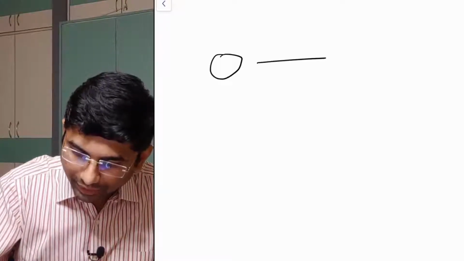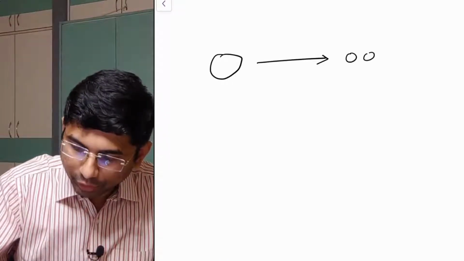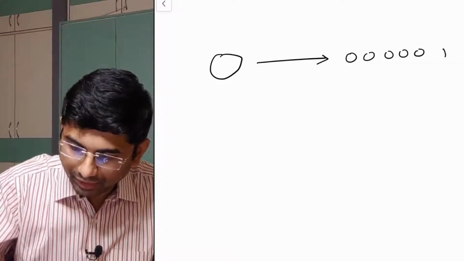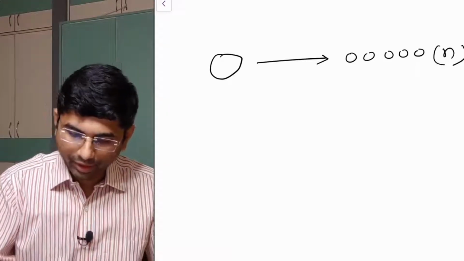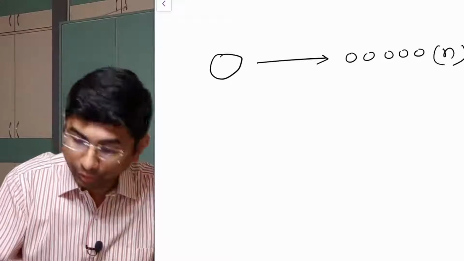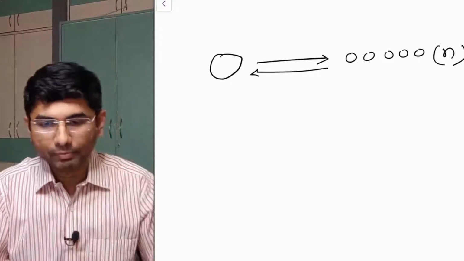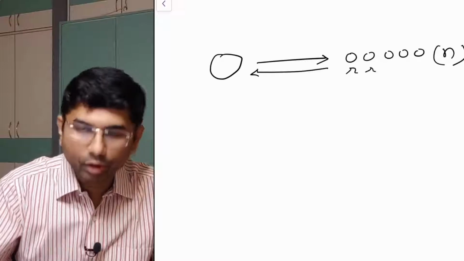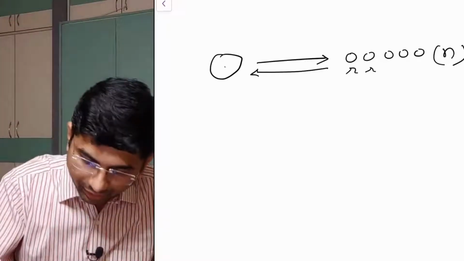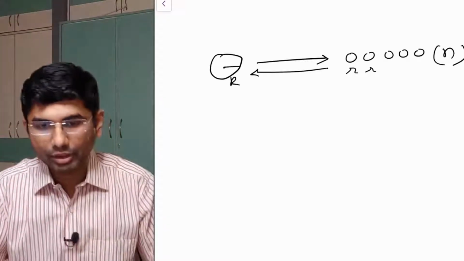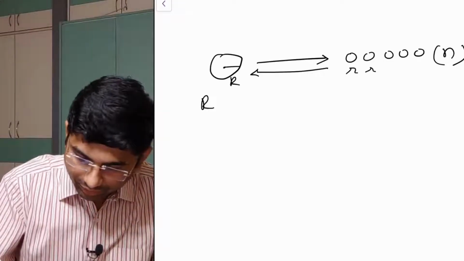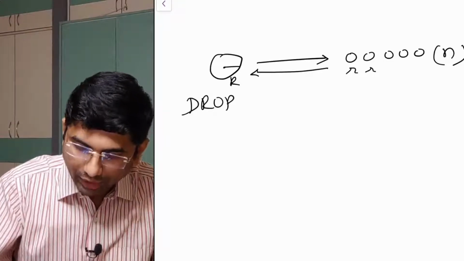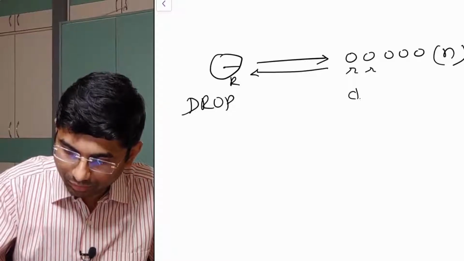And this drop is getting transformed into many droplets. Some n number of droplets are there. The other question can be, from the droplets a drop is getting formed. The droplets all have the same radius r, and the drop has radius capital R. Now here there is a drop, and the drop is converted into droplets.